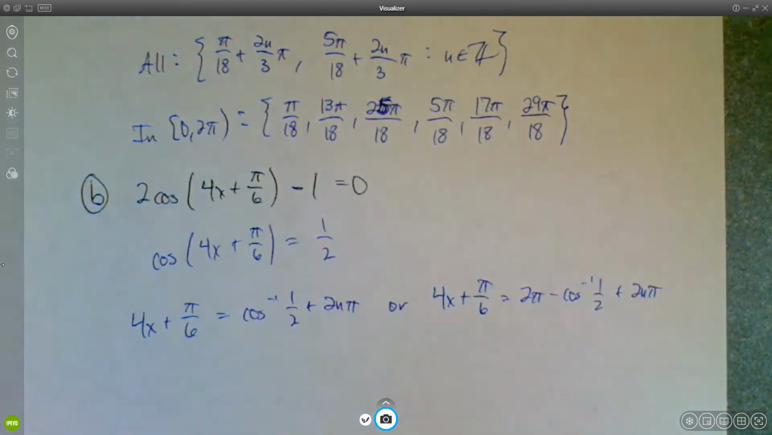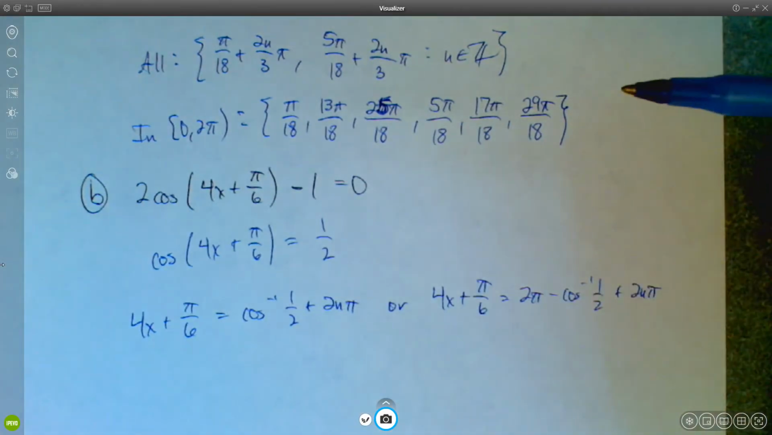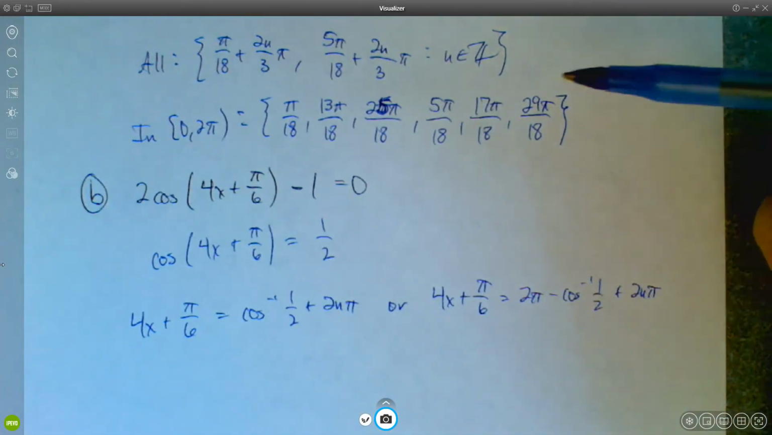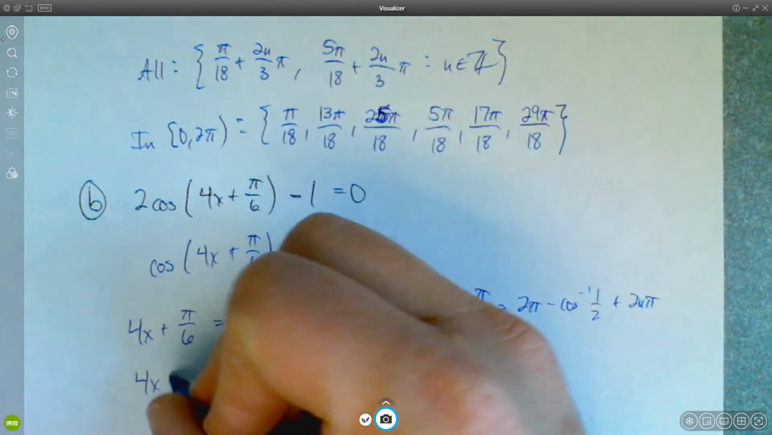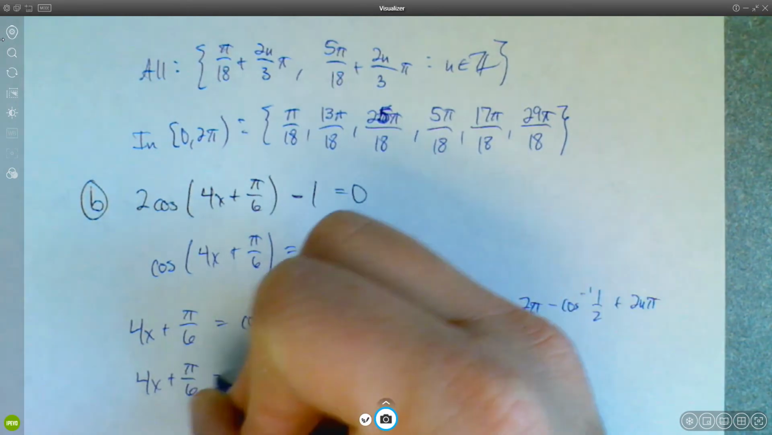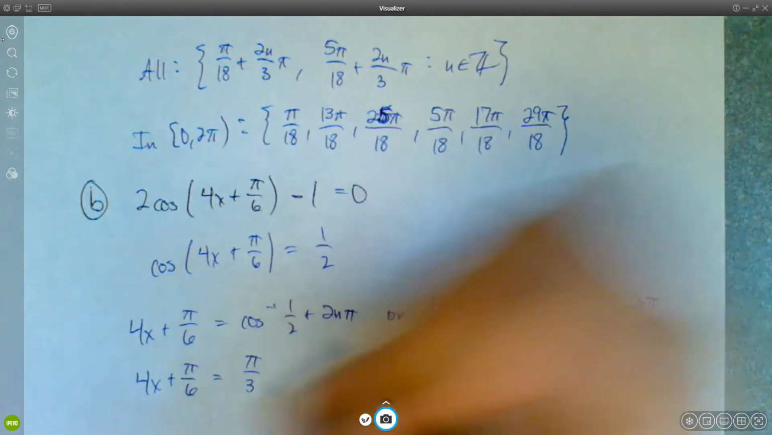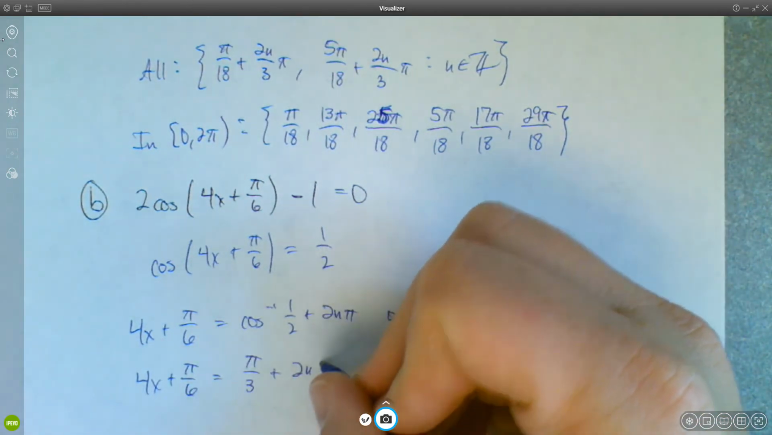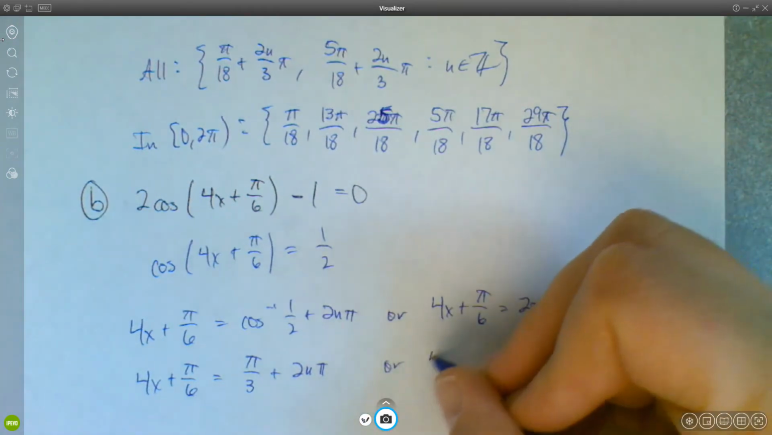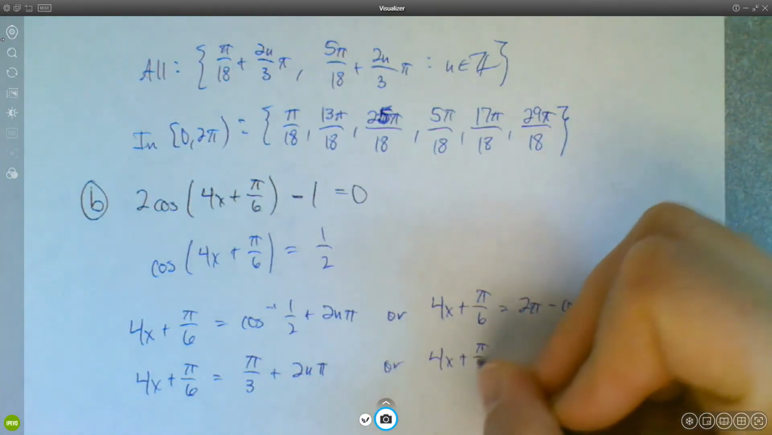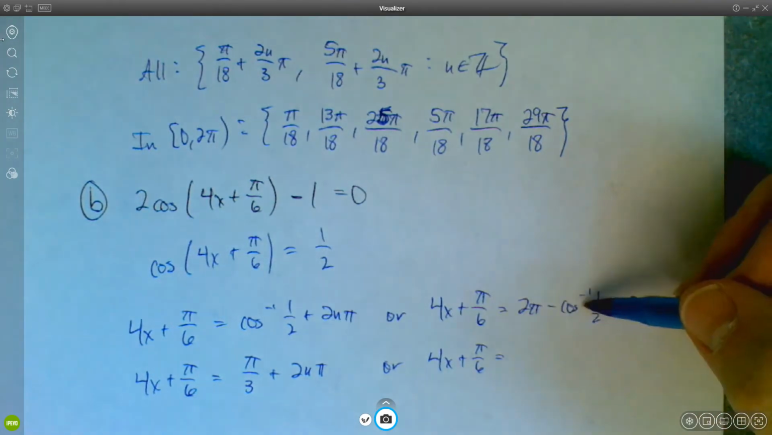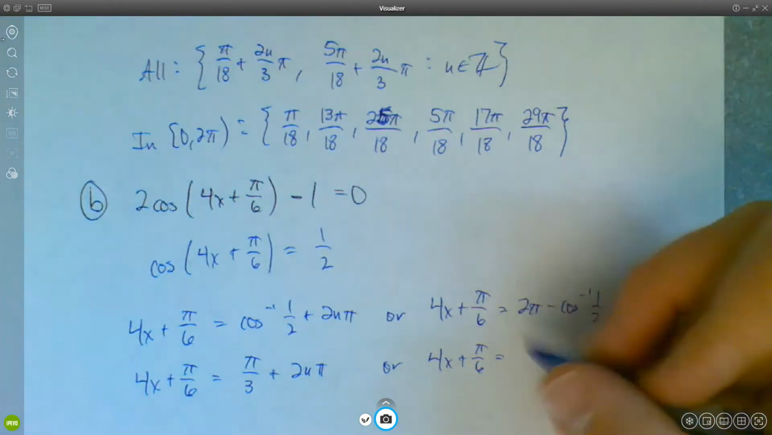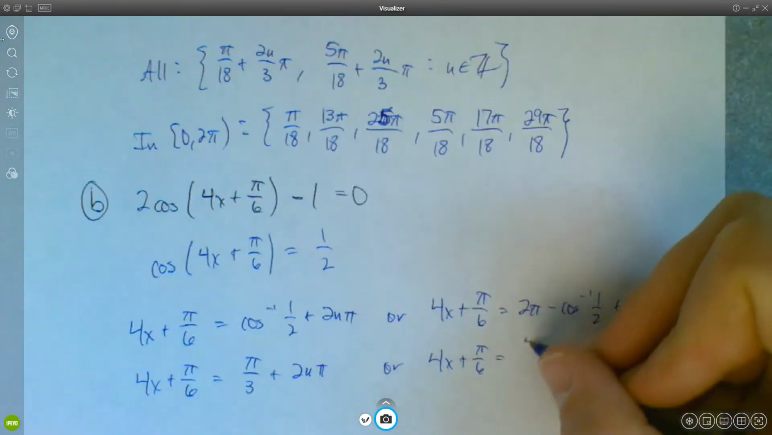Okay, so let's simplify those. Cosine inverse of 1/2 is pi over 3. Let's see, pi over 3 and 2 pi minus pi over 3. 2 pi would be 6 pi over 3, so that's 6 pi over 3 minus pi over 3, which is 5 pi over 3.